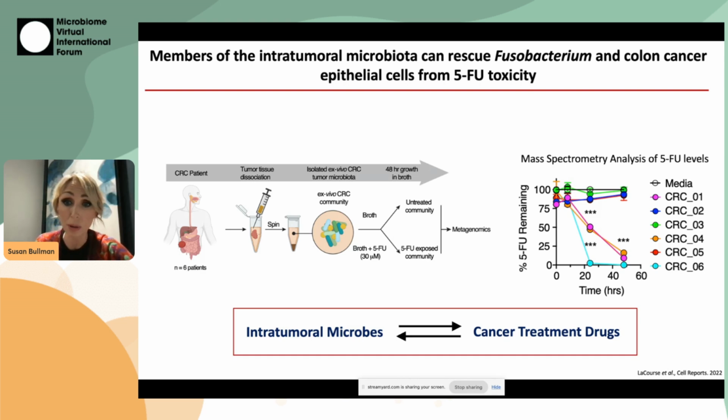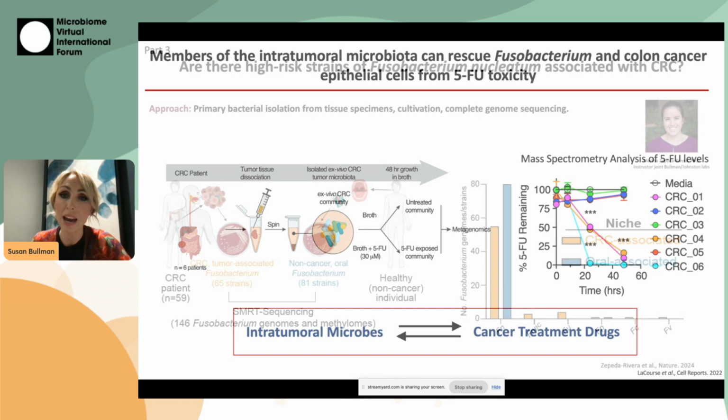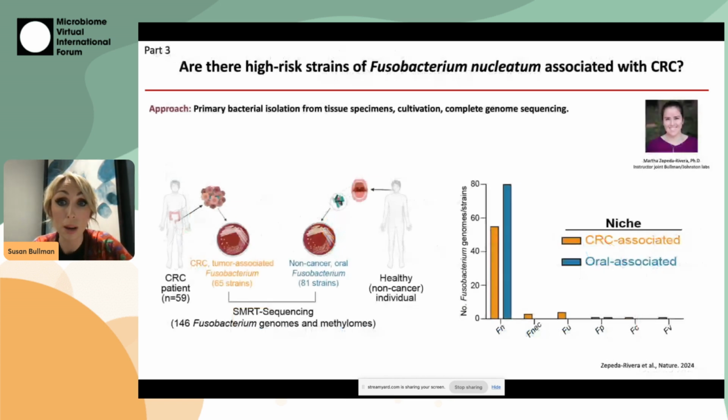And when I've been talking about Fusobacterium nucleatum up until now, I've been referring to it as the sensu lato species. But within Fusobacterium nucleatum, it's an incredibly heterogeneous species, and there are many subspecies within this larger species. One of the questions we wanted to ask within my group was, are there specific strains or a specific subset of Fusobacterium nucleatum that is associated with human colorectal cancers?